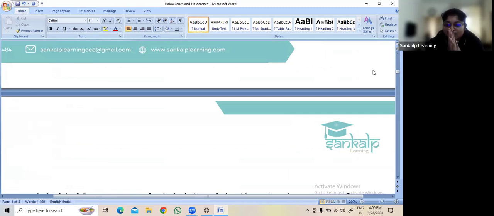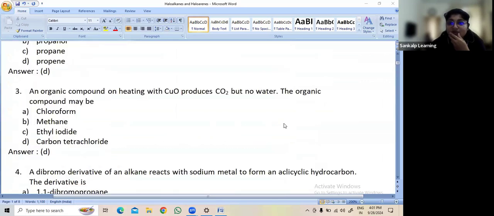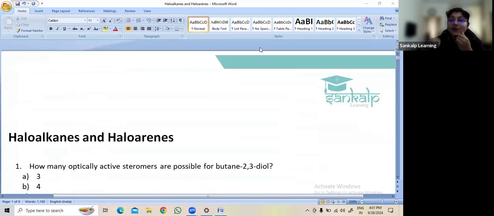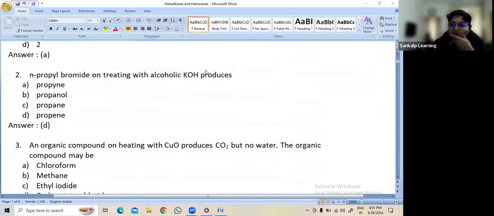Then SN1, SN2, and all the name reactions: Wurtz reaction, Wurtz-Fittig reaction, Fittig reaction, Finkelstein reaction, Swarts reaction. All the name reactions are very important for the board exam, as they will ask them in a slightly twisted manner in MCQ form. We have seen 2-3 questions on the Wurtz reaction, how they have twisted and asked. Then IUPAC nomenclature is very important, and questions are asked based on it too.